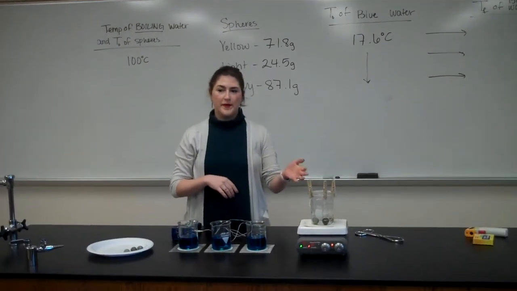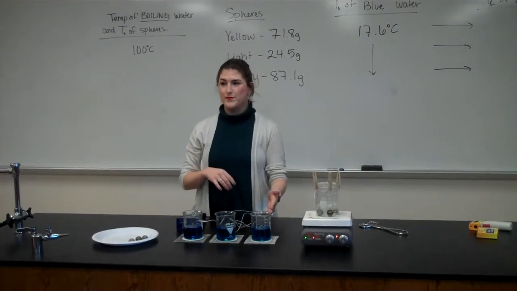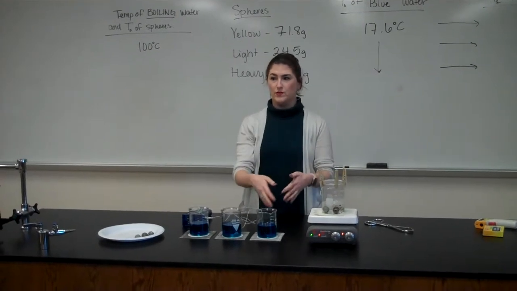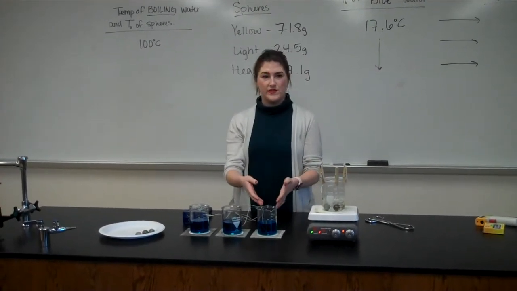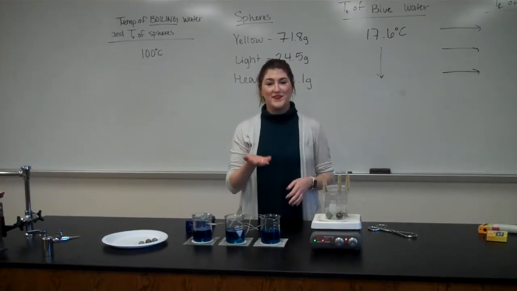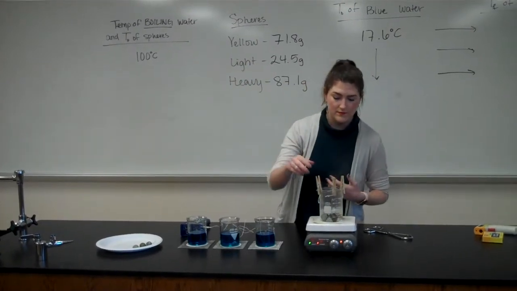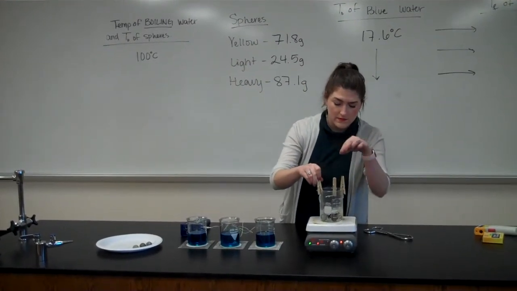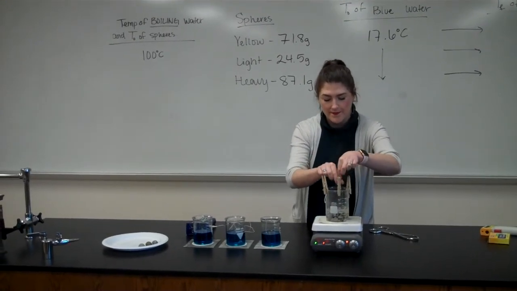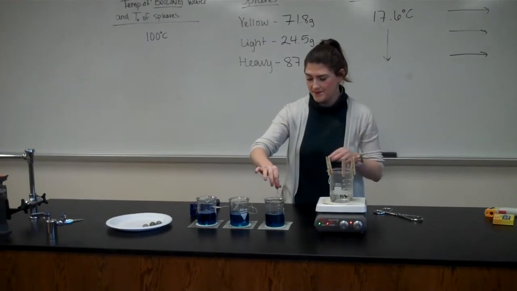So what we're going to do one by one is take a sphere out of the boiling water, transfer it to the room temperature water, and because heat flows from hot to cold, we are going to see some amount of heat transfer into the room temperature water. The temperature of that water will increase, and that will allow us to calculate the specific heat of our metals. So the first one we're going to transfer is the yellow sphere. Try to do this as quickly as possible.